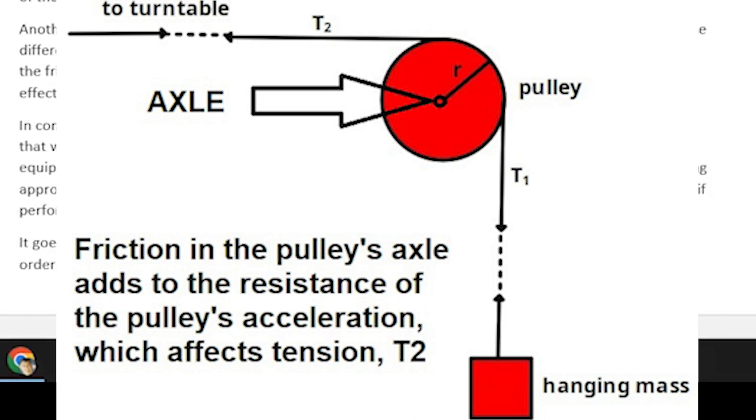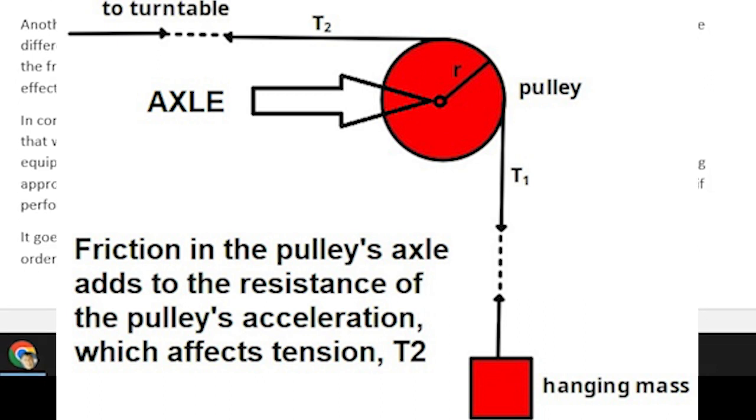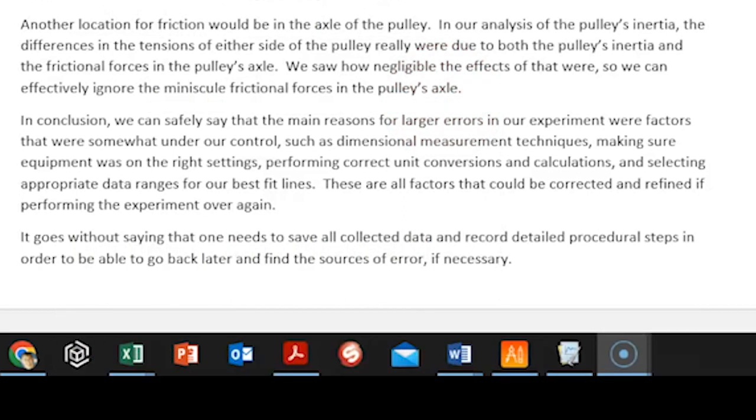Another location for friction could be in the axle of the pulley. In our analysis of the pulley's inertia, the differences in the tensions on either side of the pulley really were due to both the pulley's inertia and the frictional forces in the pulley's axle. We saw how negligible the effects of that were, so we can effectively ignore the minuscule frictional forces in the axle of the pulley.